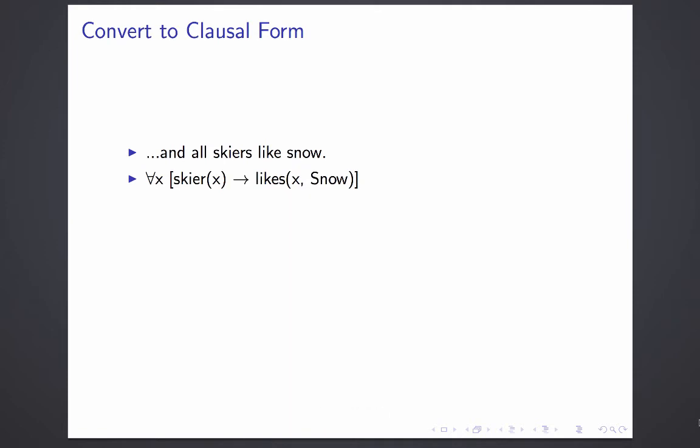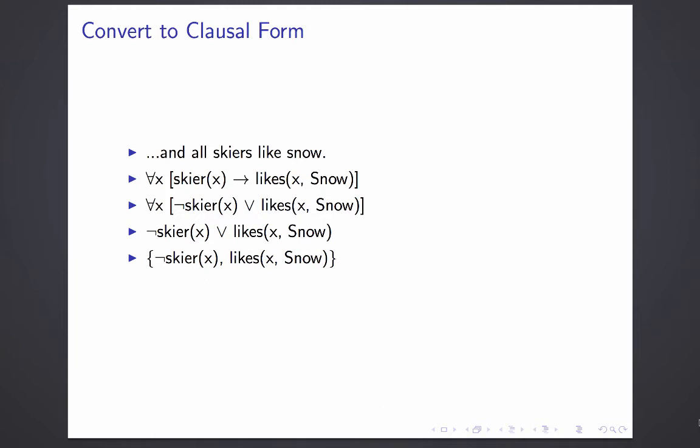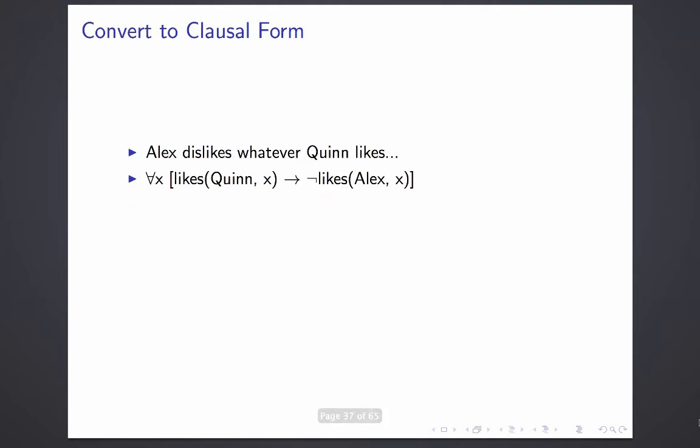All skiers like snow. We have another implication. Scope of the universal is the entire implication, so we negate skier, convert the implication to a disjunction. We can drop the universal, write this in clausal form, and then rename the variables, this time using x3. Alex dislikes whatever Quinn likes. Again, we have an implication. When we rewrite that, we negate the predicate likes, the first one.